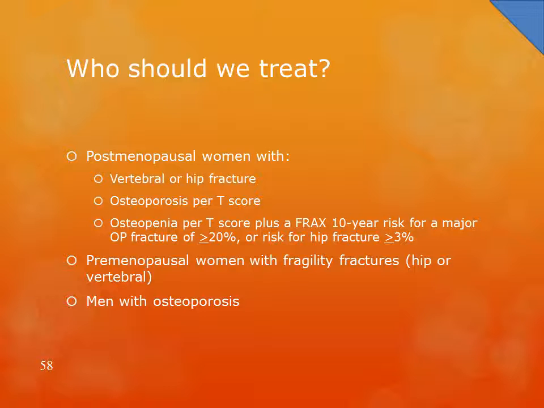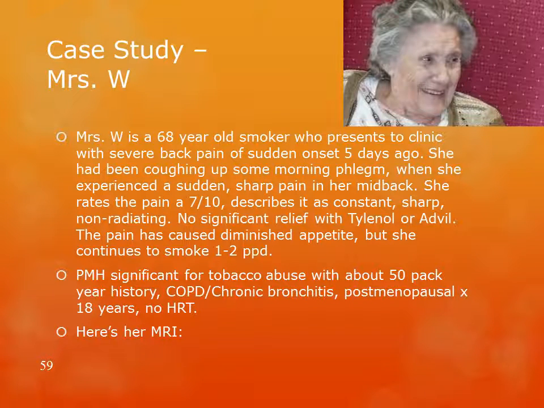So, who should we treat? We should treat postmenopausal women who have had a vertebral or hip fracture, if they have osteoporosis by definition of their T-score, or even if they have osteopenia plus a FRAX score that's putting them at significant risk. Also, premenopausal women who have had a history of fragility fracture of the hip or vertebra should be treated, and men who meet the diagnostic criteria for osteoporosis should also be treated.